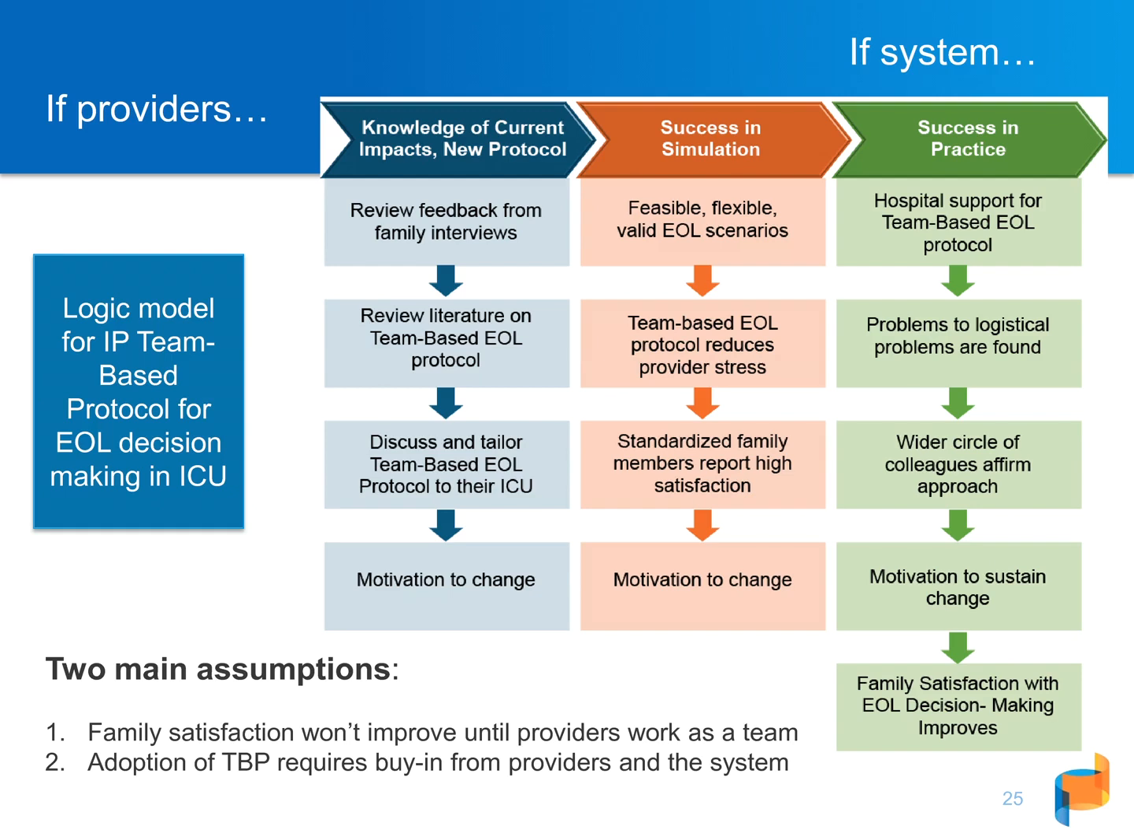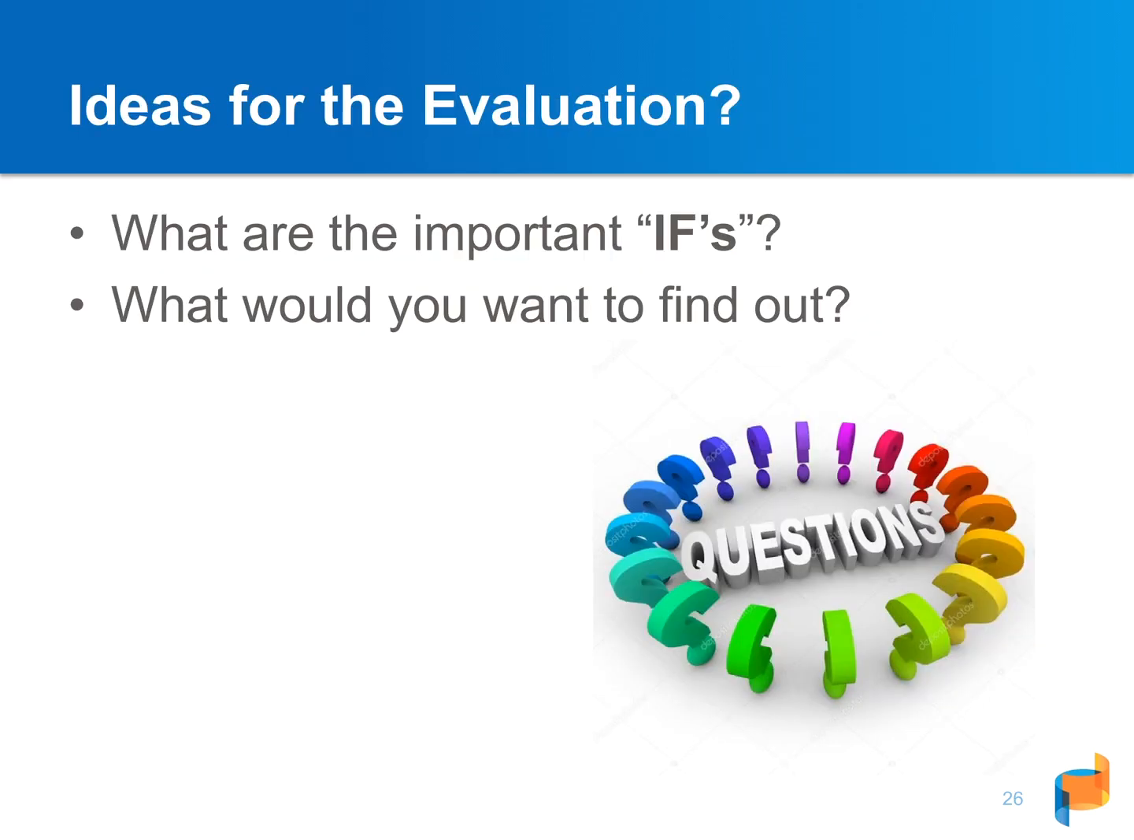And moving on to practice, the green boxes on the right, the model postulates that family satisfaction with end-of-life decision-making will increase only if the protocol is actually implemented and sustained by the hospital. For this to happen, not only is initial administrative support needed, but logistical problems need to be solved, and the providers need to feel support from a wider circle of colleagues. So each one of those if statements represents a key linkage that could be explored via the evaluation.